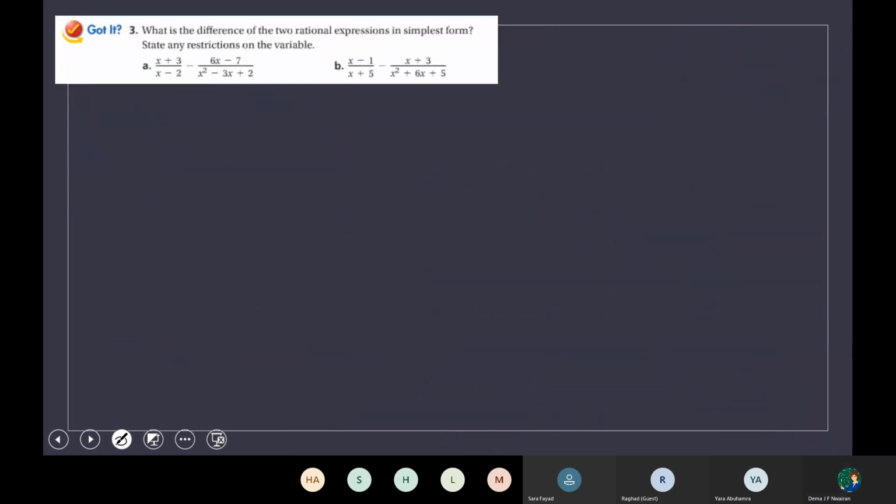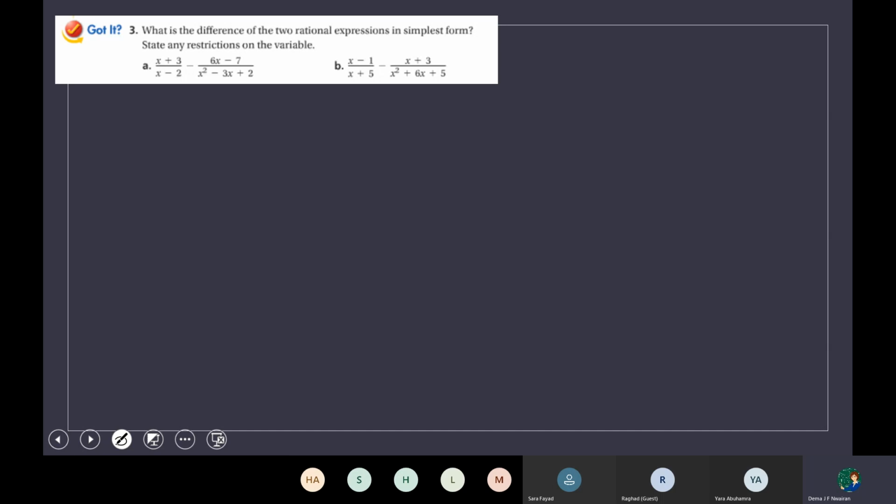Now, what is the difference of two rational expressions in simplest form? State any restrictions on the variable. Let's do, here we have x plus 5 and x plus 1. Here we have x minus 2 times x plus 1.